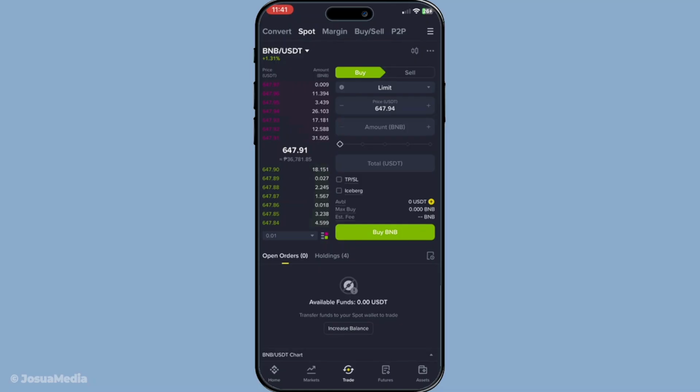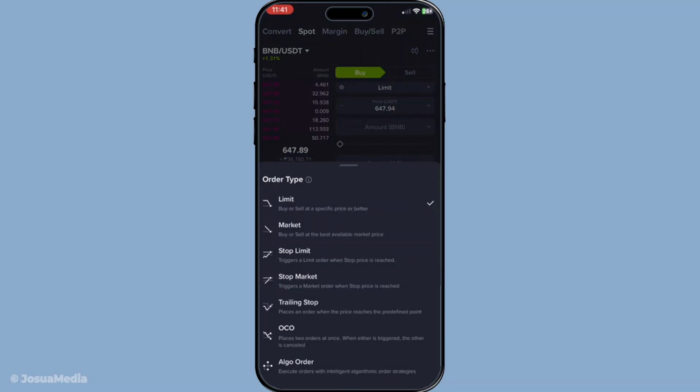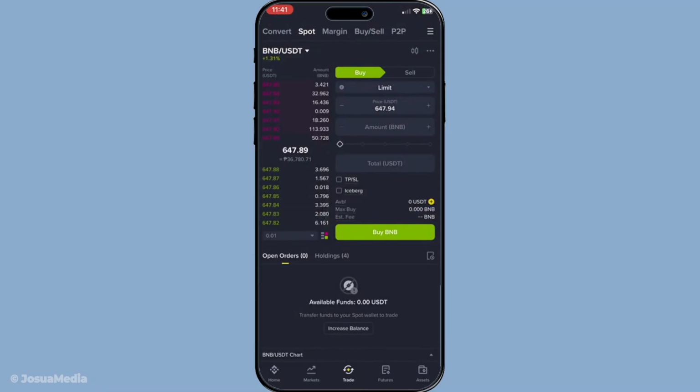Now let's talk about limit orders. This is a type of order that allows you to specify a price at which you want to buy or sell. This can be very useful when you have a target price in mind and want to wait for the market to reach it before executing a trade.